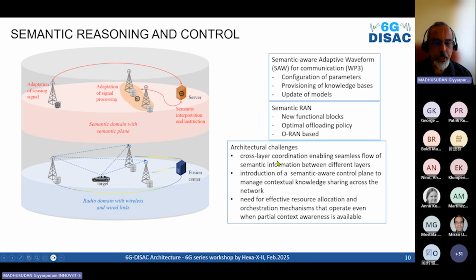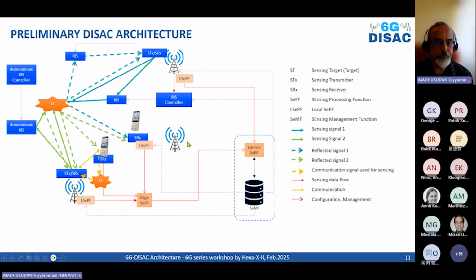Which means that there's some kind of a control plane that deals with this for the semantics, and also the resource allocation and orchestration mechanisms that happen, particularly in this ORAN-based approach. And yeah, this is what the high-level architecture looks like.